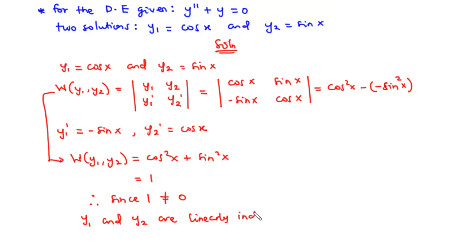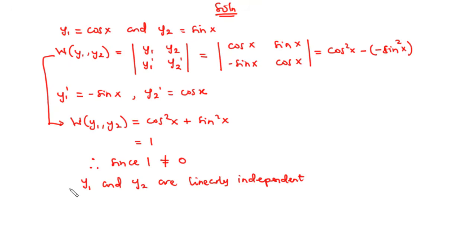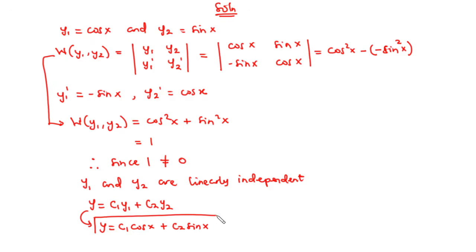They are linearly independent, and they form the fundamental set of solutions for the differential equation, that is y1 and y2. So by the principle of superposition, the general solution is given by y equals c1 times y1 plus c2 times y2. So we have the general solution y equals c1 times cos x plus c2 times sin x. This is the general solution of the given differential equation.